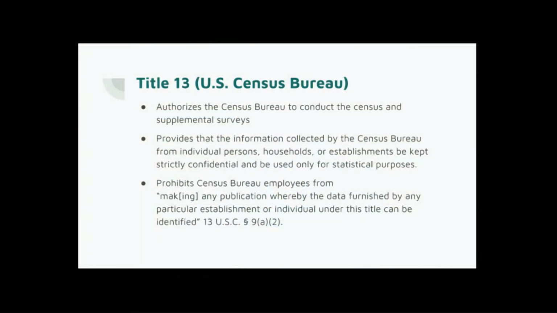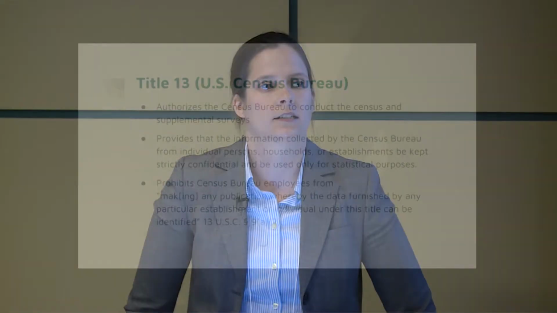Another standard is found in Title 13, which authorizes the U.S. Census Bureau to conduct the census and supplemental surveys. It provides that the information collected by the Census Bureau from individual persons, households, or establishments be kept strictly confidential and be used only for statistical purposes. Title 13 prohibits Census Bureau employees from making any publication whereby the data furnished by any particular establishment or individual under this title can be identified.